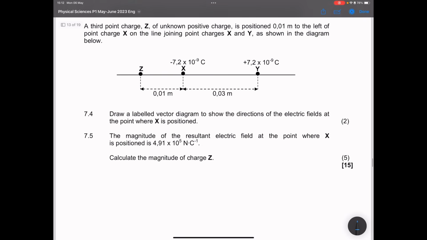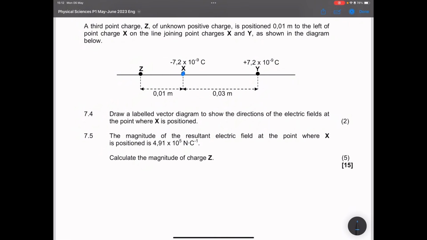Right, now they say to us a third point charge Z of unknown positive charge is positioned 0.01 meters to the left of the point charge X on the line joining charges X and Y as shown in the diagram. Right, now they say to us draw a vector diagram to show the direction of the electric fields at the point where X is positioned.